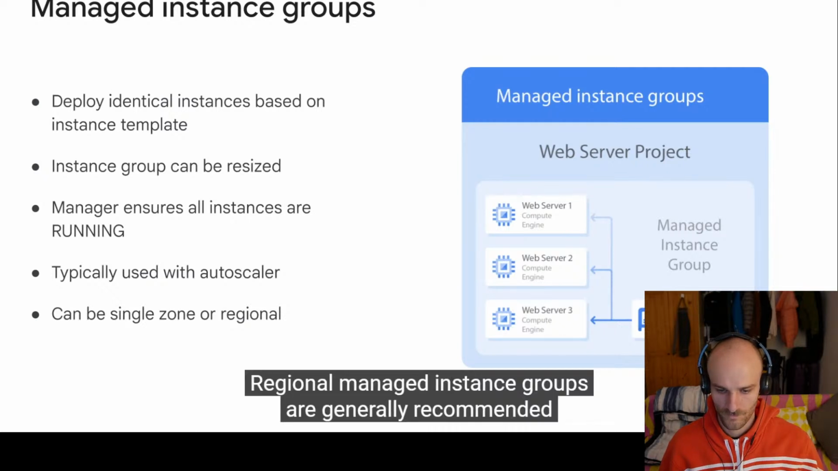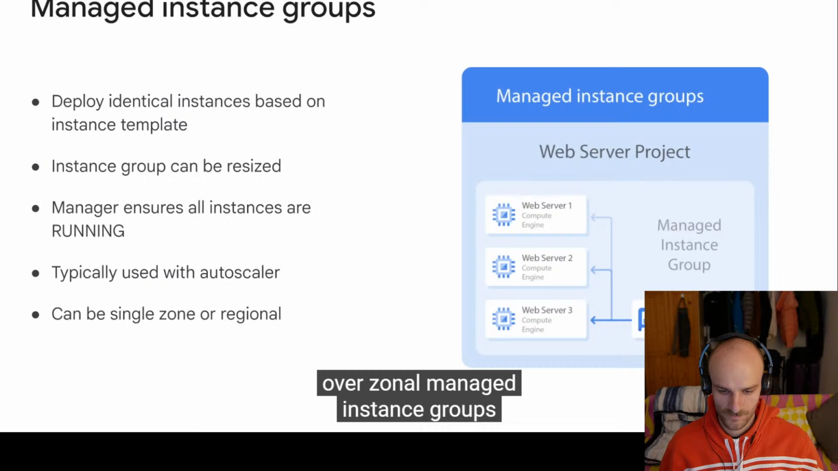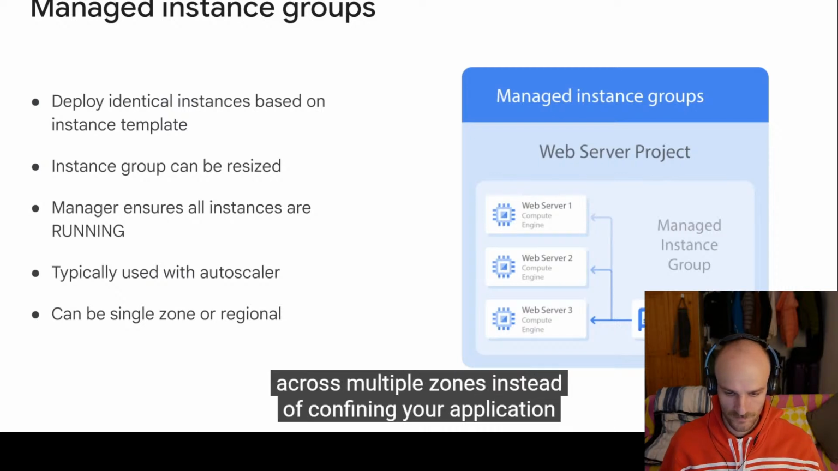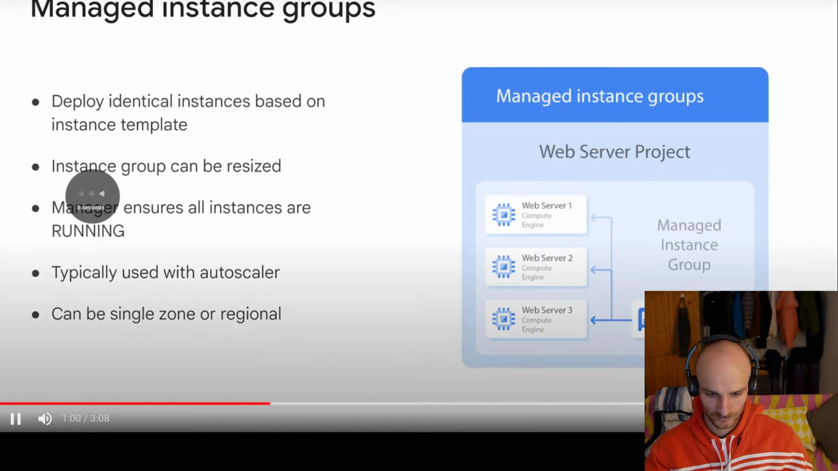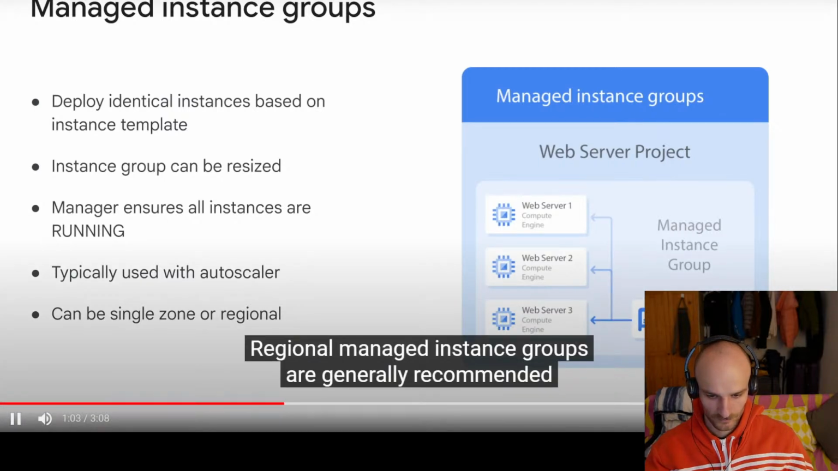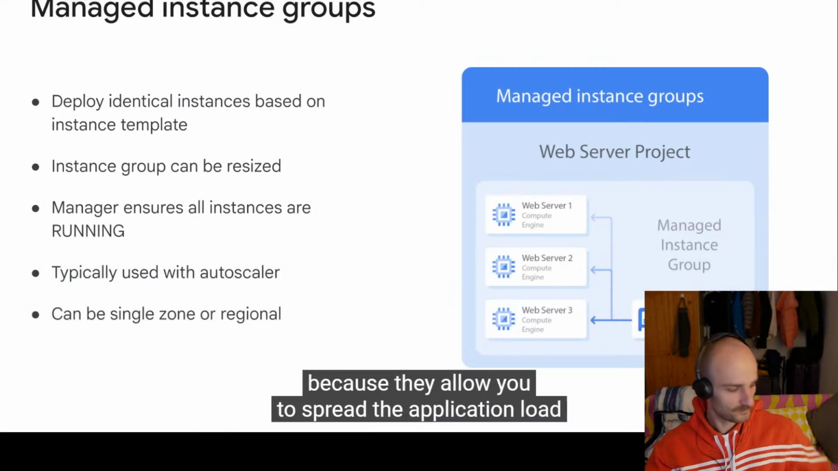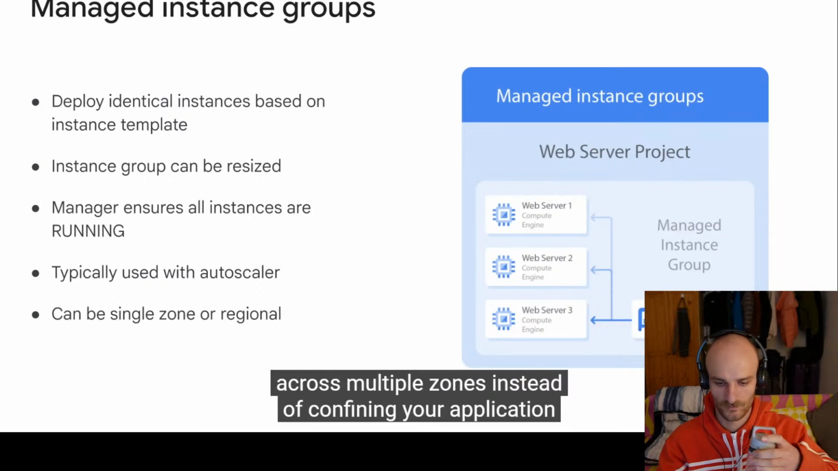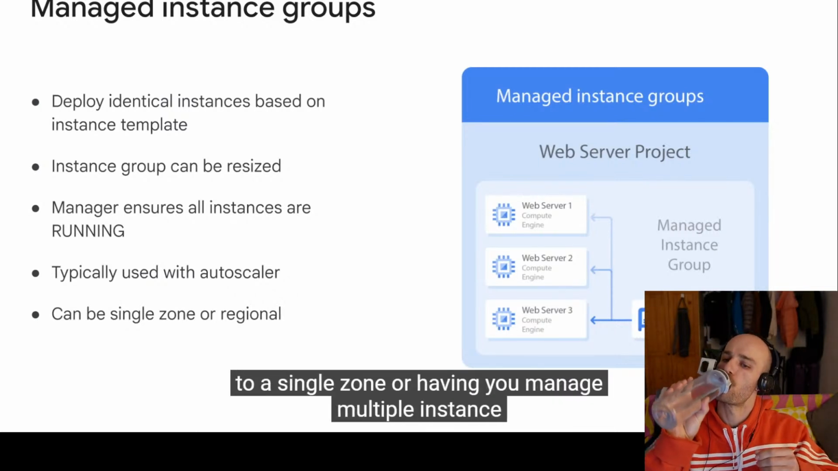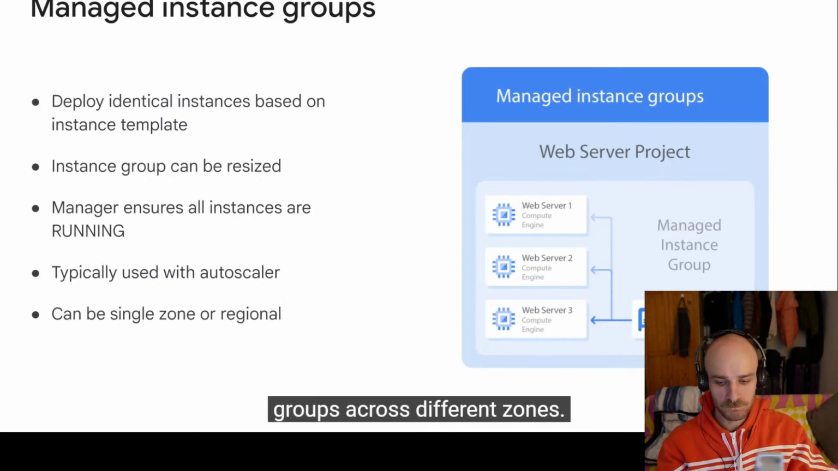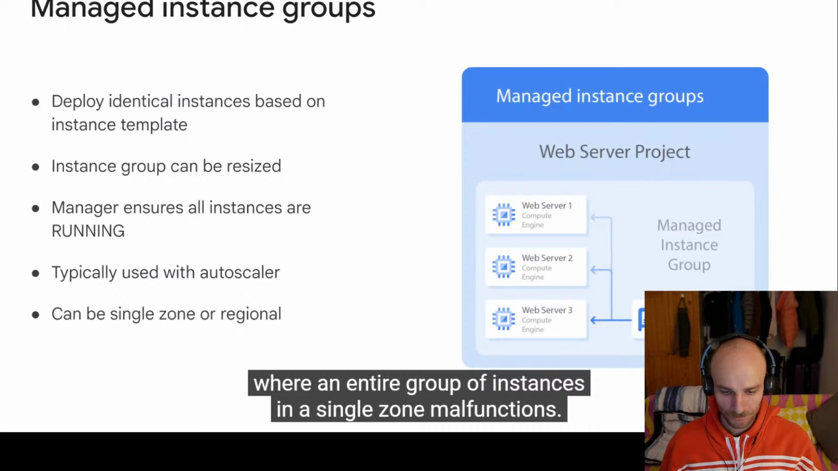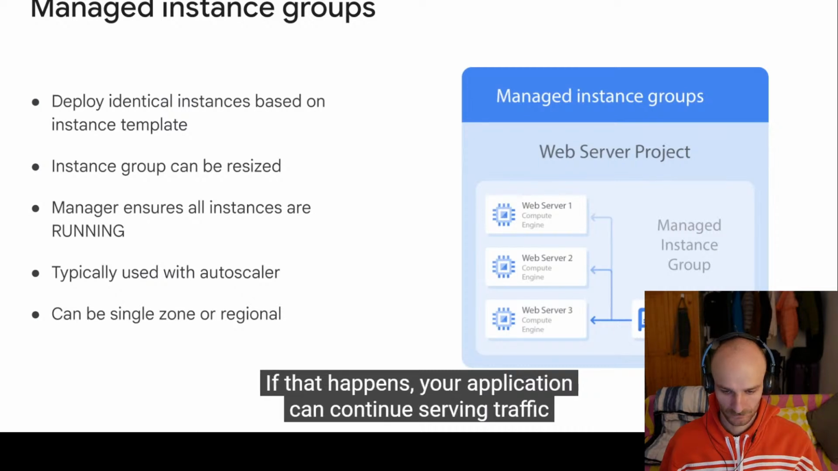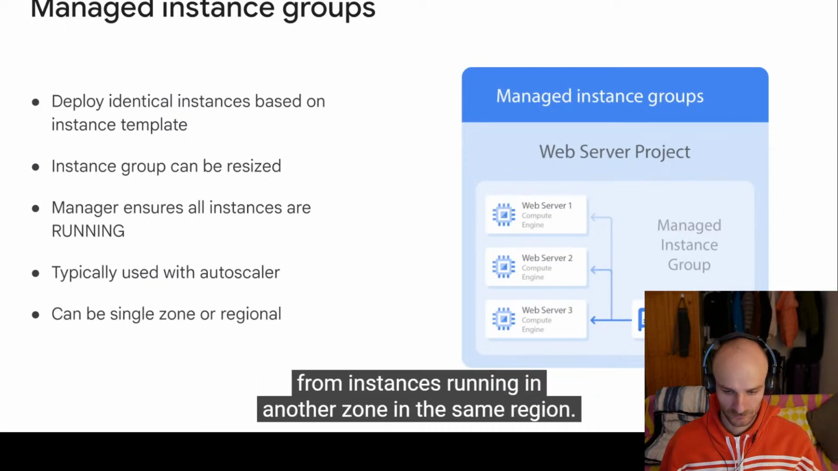Regional managed instance groups are generally recommended over zonal managed instance groups because they allow you to spread the application load across multiple zones instead of confining your application to a single zone or having you manage multiple instance groups across different zones. This replication protects against zonal failures and unforeseen scenarios where an entire group of instances in a single zone malfunctions. If that happens, your application can continue serving traffic from instances running in another zone in the same region.